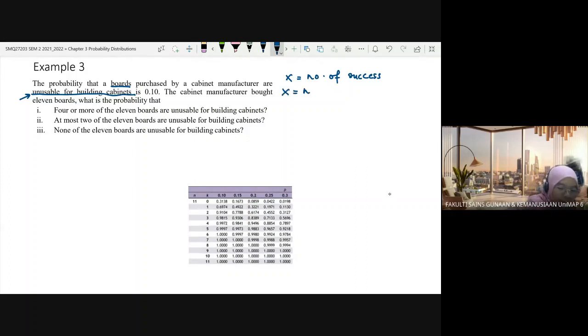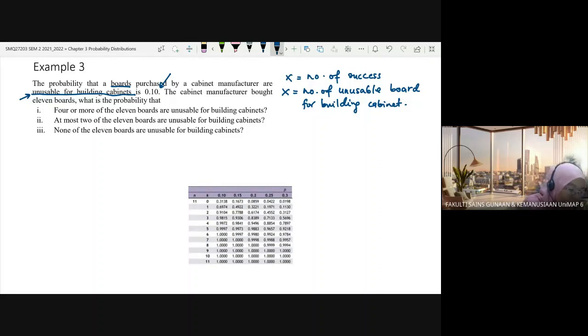So X is equal to the number of unusable boards for building cabinets. This is your definition of X. Now, according to your question, the unusable probability is 0.10. That will be the probability of success.